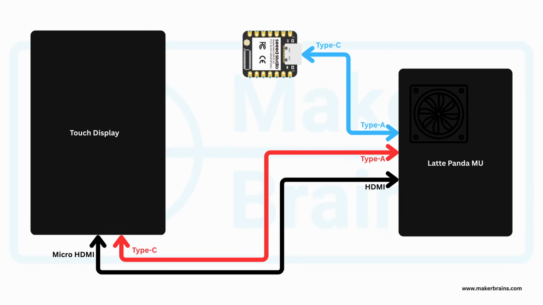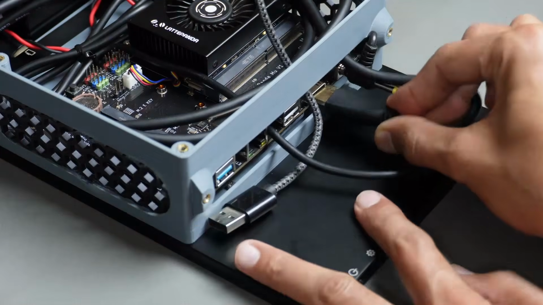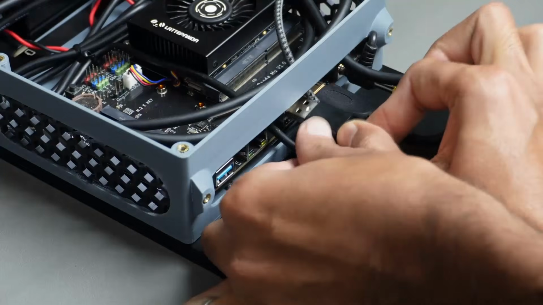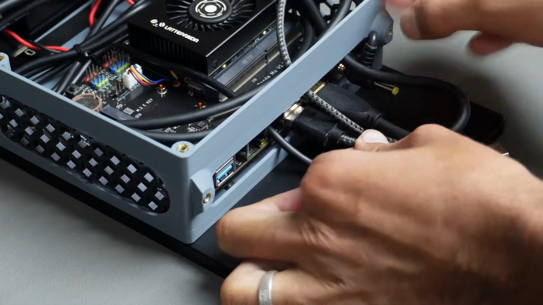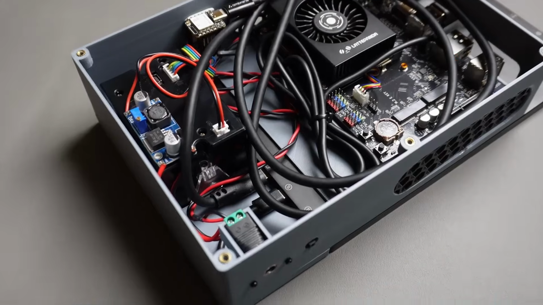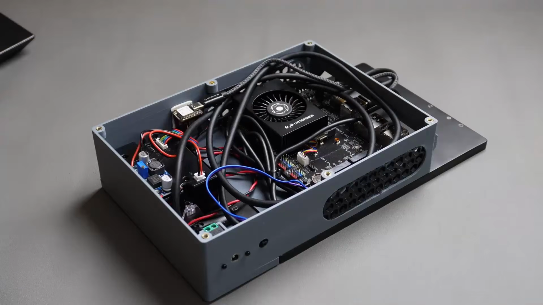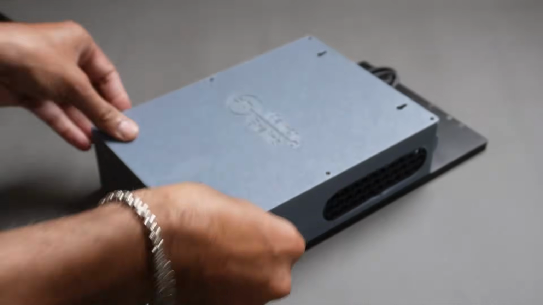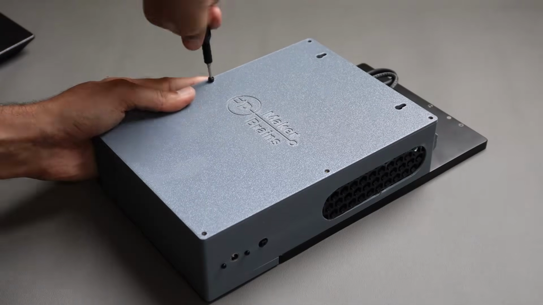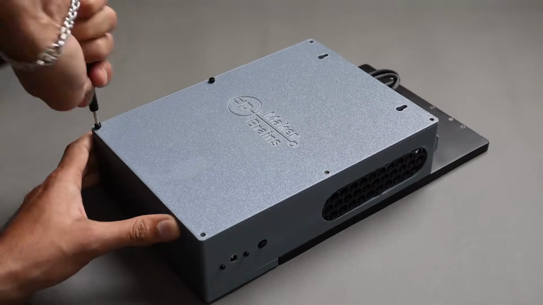Connect Xiao ESP32 to Latte Panda using Type-C cable, followed by touch displays, HDMI cable and power cable to the Latte Panda. To extend the power button of Latte Panda, solder the two wires from Latte Panda to the external push button. Align the cover on the housing and use 6 M3 screws to secure it in place.